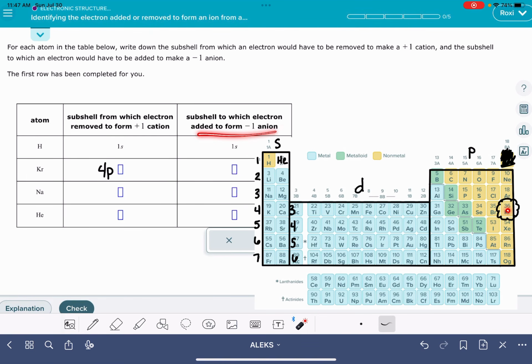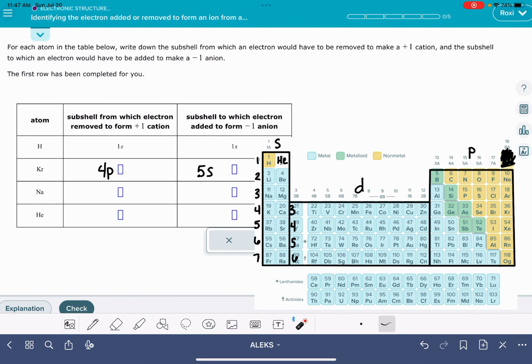Now, what if we were going to be adding another electron to form an anion? If there were going to be 37 electrons instead of 36 electrons, where would that next electron go? Right there, 5s. That's the location if we were adding an electron.